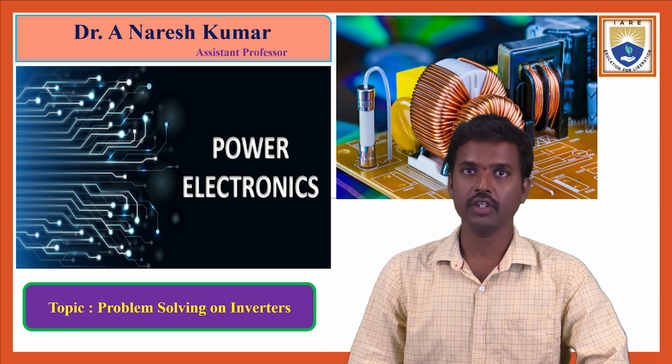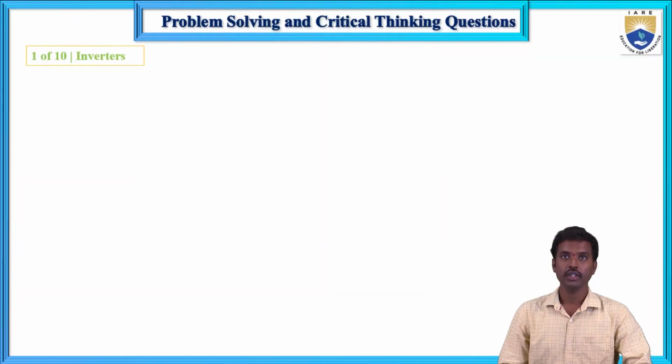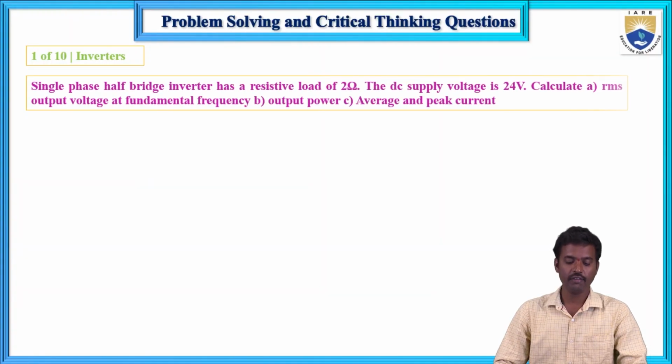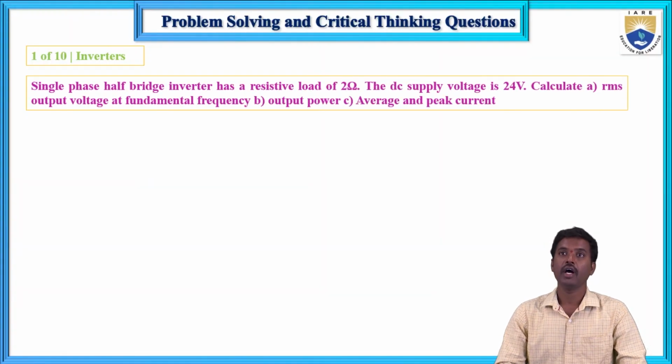Today we are going to have a discussion on inverter problems and their solutions. In total there are 10 questions. The first question: a single phase full-bridge inverter has a resistive load of 2 ohms and the DC supply voltage is 24 volts. Calculate the RMS output voltage at fundamental frequency, the output power, and the average and peak current.